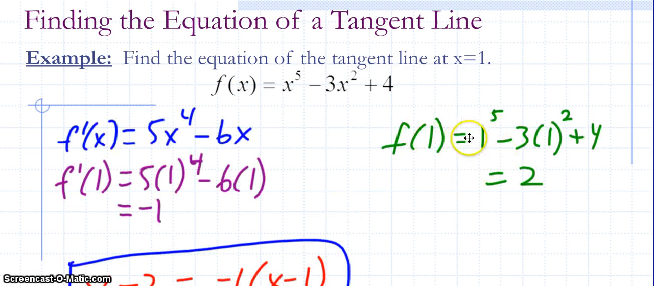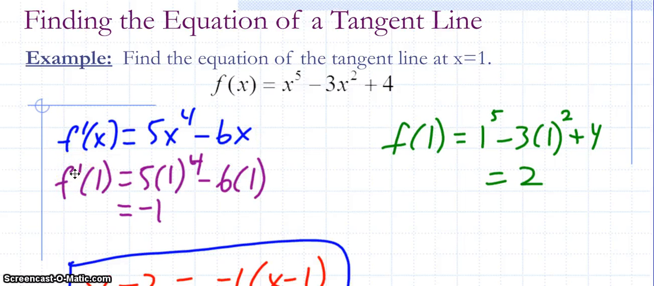Okay, so the first thing I did was I found f of 1, because I know that if I need to find the equation of a tangent line, I need a point, and right now I just have an x value. So f of 1 is 2. And then I found the derivative. I use my power rule, bring down the 5, subtract 1, I get 5x to the 4th. Bring down the 2, multiply it by 3, I get negative 6, x to the 1st, and the derivative of a constant is 0. So my derivative is 5x to the 4th minus 6x.